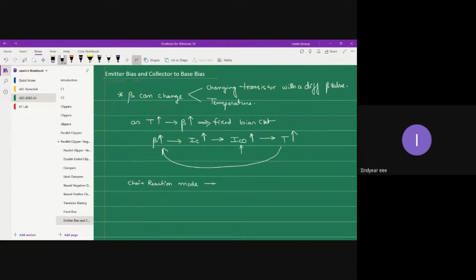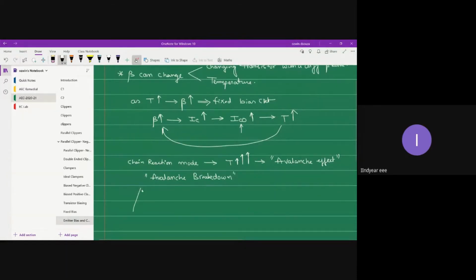So in this chain reaction, the temperature keeps on increasing. Due to this increment in temperature, the transistor encounters something known as premature breakdown, and it is due to the avalanche effect. Avalanche effect, and that's the reason it is also called avalanche breakdown. So avalanche effect, right?